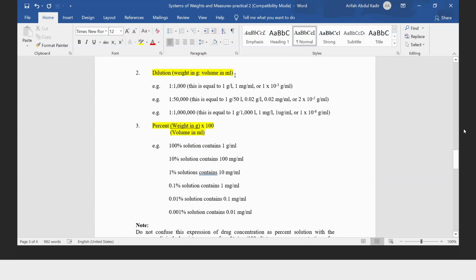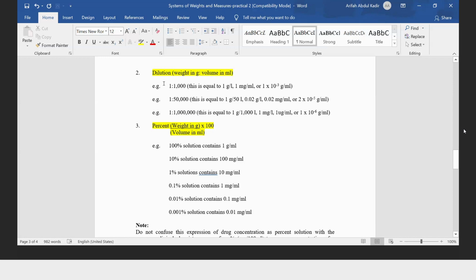If you're not aware of the units here, then the calculation will be difficult for you. So the dilution is always weight of the drug in gram to volume in ml. So please take note, gram and ml, not gram and liter, but gram to ml.